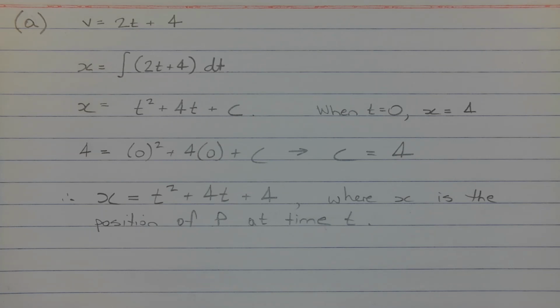Now we are given a clue. We know that when t is equal to 0, x is equal to 4. In other words, the particle initially is 4 units from the origin. So substituting 0 for t here and here, and 4 for x here, we can form this equation. 4 is equal to 0 squared plus 4 times 0 plus c, and solving for c, we get c is equal to 4. Therefore, x is equal to t squared plus 4t plus 4, where x is the position of P at time t.